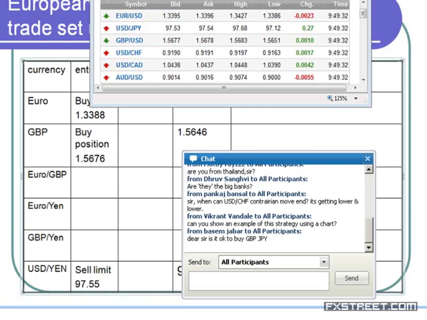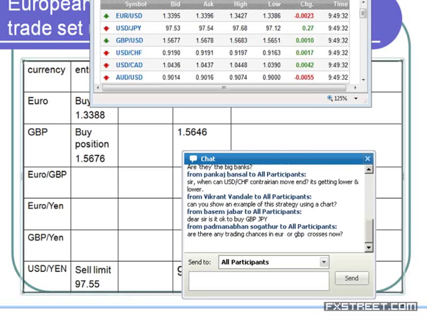Okay. When can the USD CHF contrarian move end? It is getting lower and lower. No, CHF is expected to gain the levels in the long-term forecast, in the weekly trend.